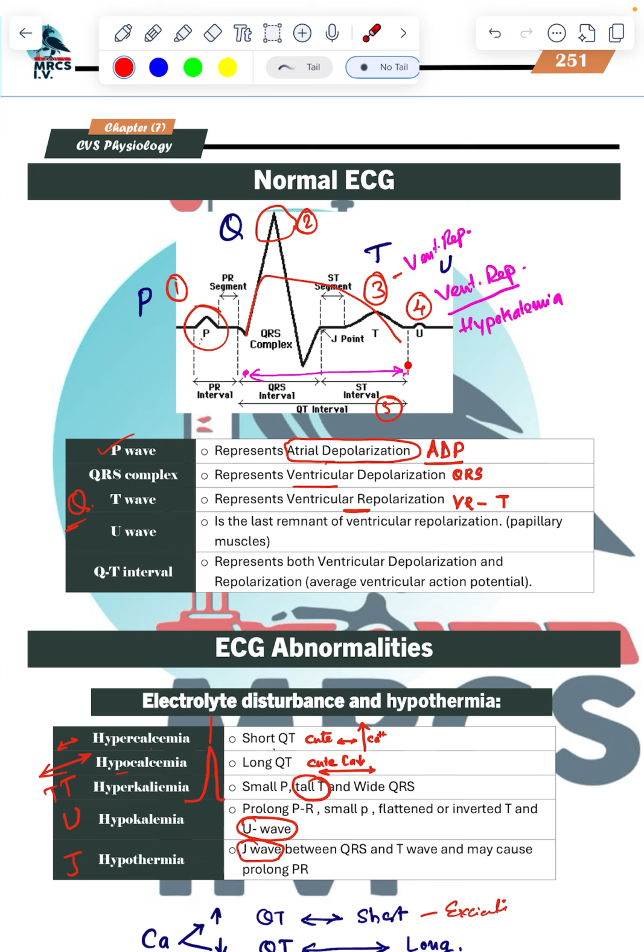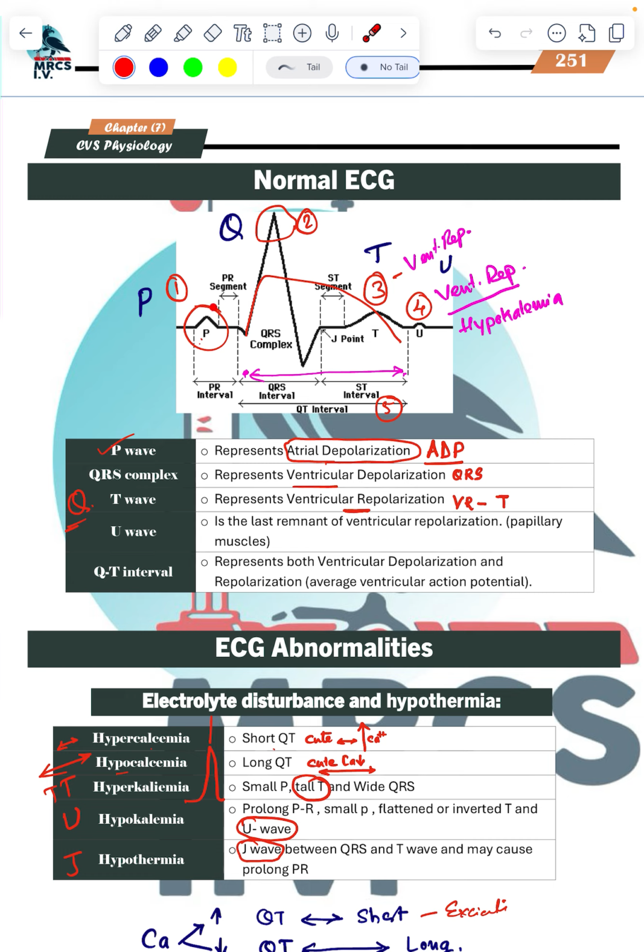The action potential in the cardiac muscles is basically dependent on calcium. If the calcium level increases in the body, this increases the contractility and it gets contracted fast, so this wave becomes fast. So this QT interval is decreased when calcium is increased. And if calcium is decreased, this whole process becomes slow, so the QT interval is prolonged. So this depends on the calcium influx.